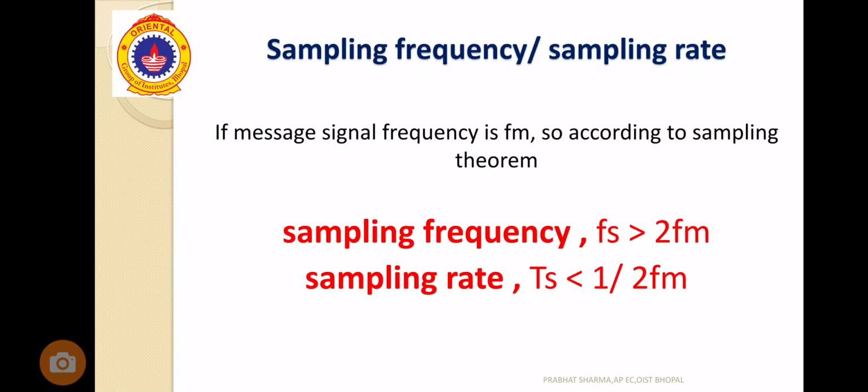So the sampling frequency and sampling period. The sampling frequency fs must be greater than twice fm and the sampling period Ts must be less than 1 by 2fm, where fm is the message signal frequency.